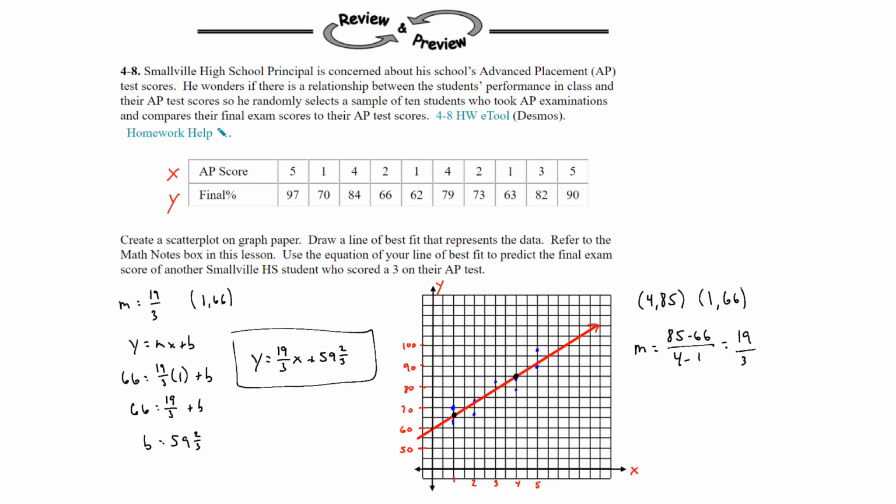So here's our equation. That might look different than what the book did, because based on my line of best fit it could be different, and it actually is different than what the book has, but it's close to what the book has. Now we're going to make a prediction if someone scored a 3.